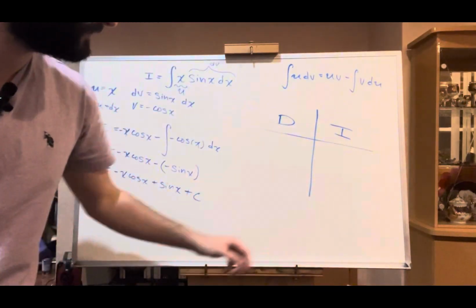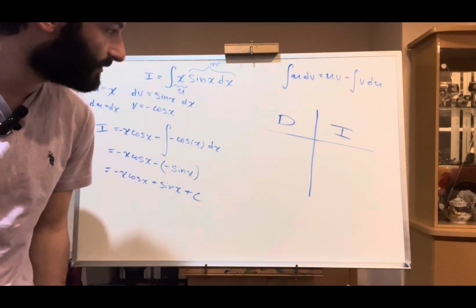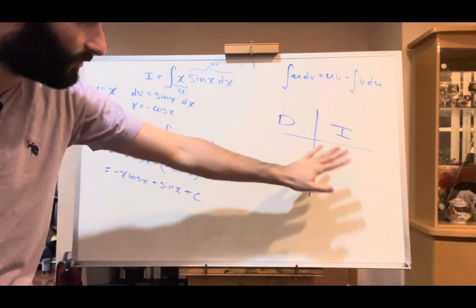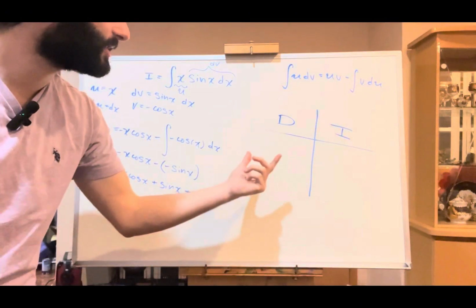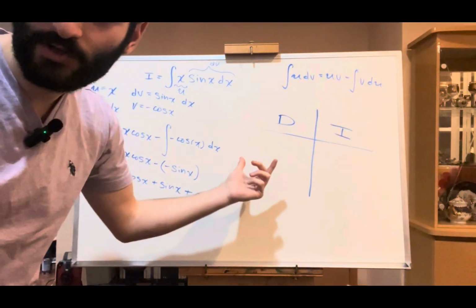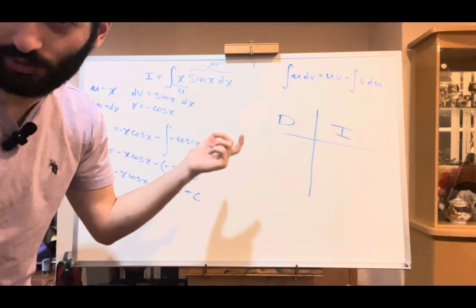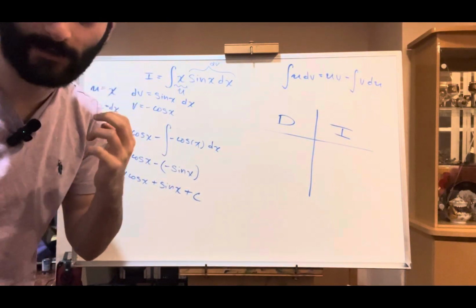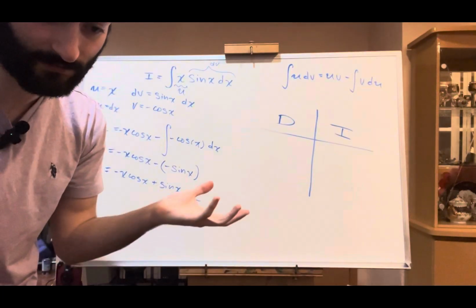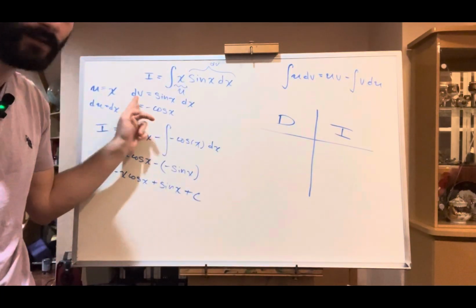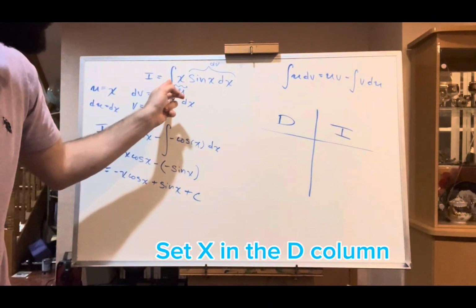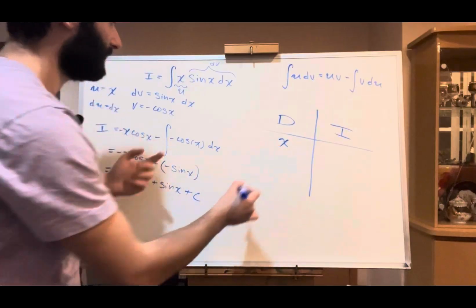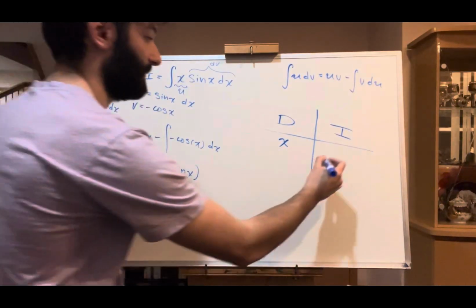We make a little 2 columns, one for differentiation and one for integration. So the differentiation is what term are we setting equal to u, and the I is what term are we integrating, the function in the dv. So in this case, we would have set u equal to x, and the function we're integrating was sine of x.